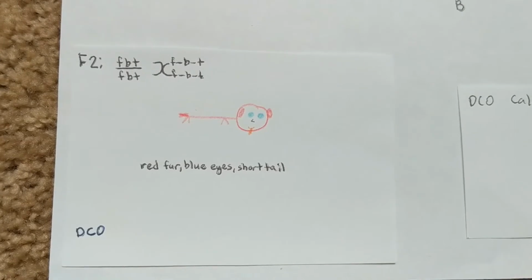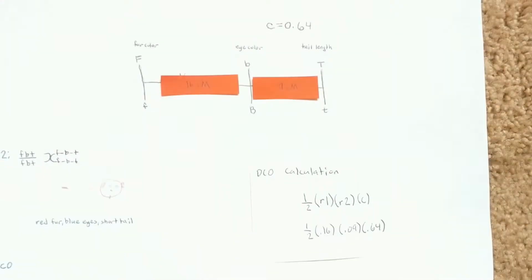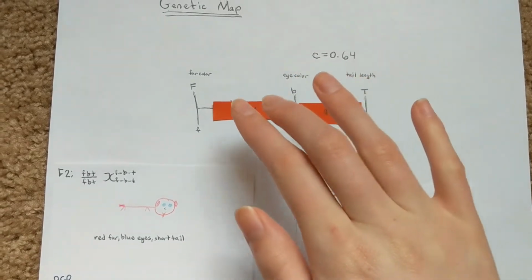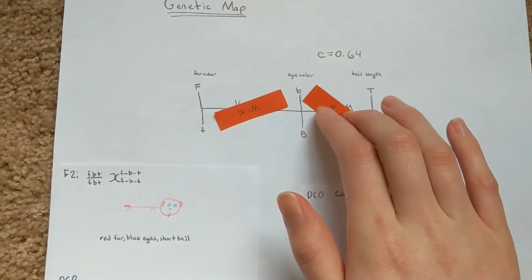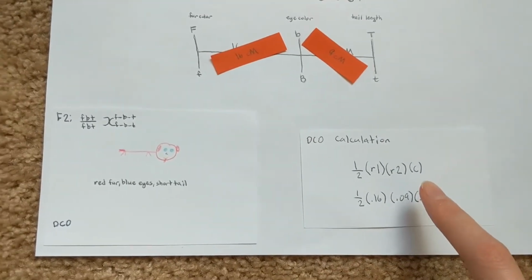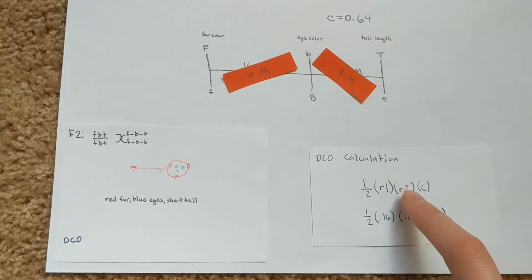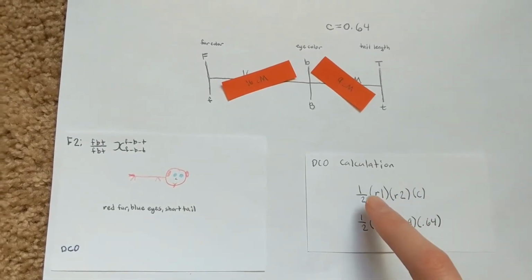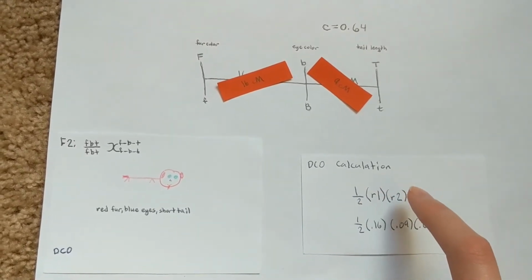Now, if we look specifically at a gamete that got its genotype because of a double crossover event, we can see that the only way for it to have red fur, blue eyes, and a short tail is to have a crossover event here at R1 and a crossover event at R2. If you look at the probability calculation, we're going to see that we're multiplying R1 times R2 times the coefficient of coincidence value and multiplying by 1/2 to get a single gamete from a double crossover.